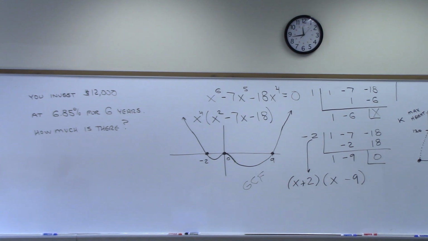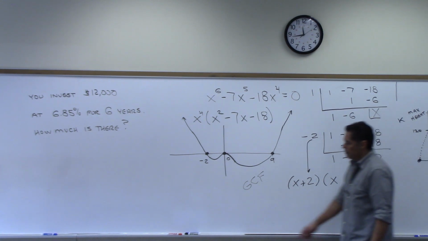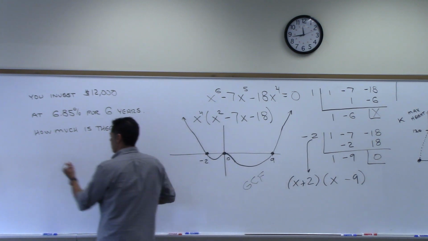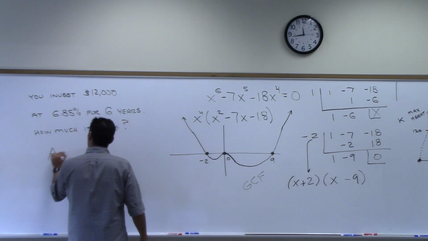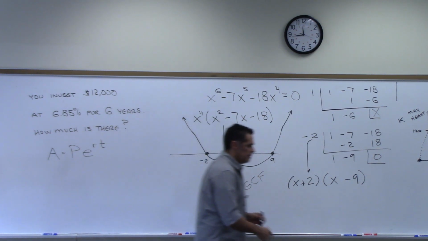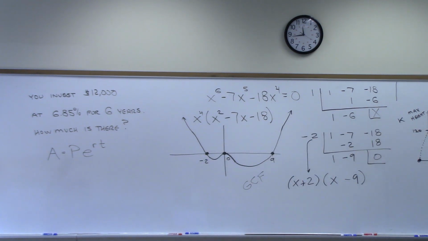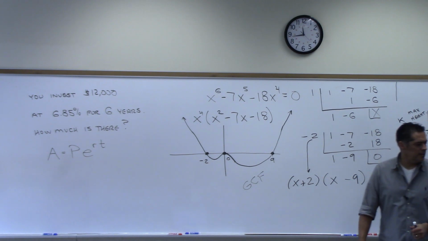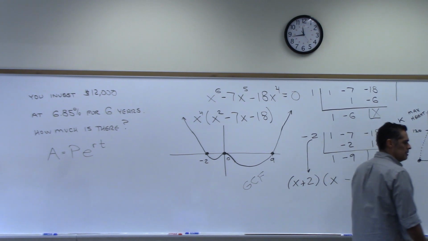So what formula do you need for this? PERT, right? A equals P times e to the rt. You need that formula.